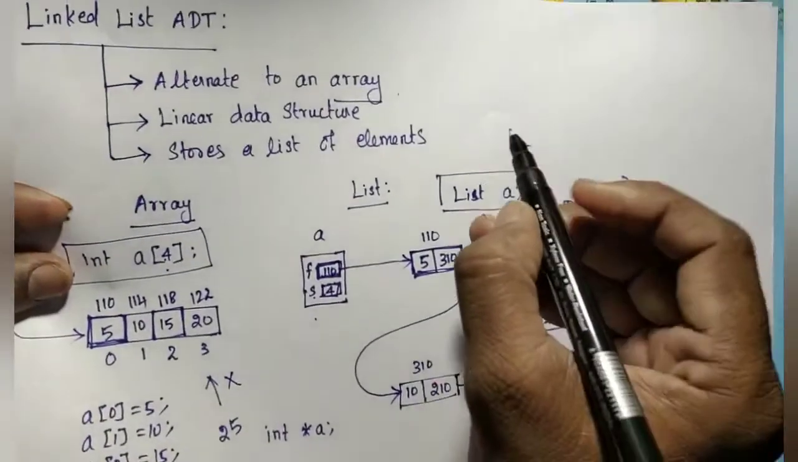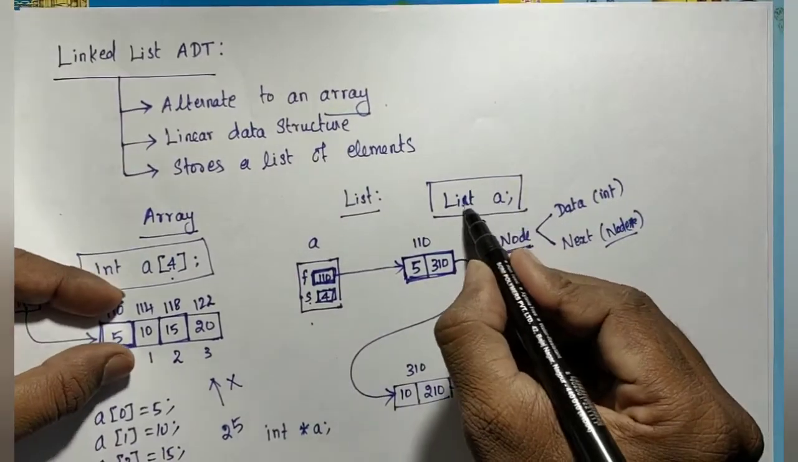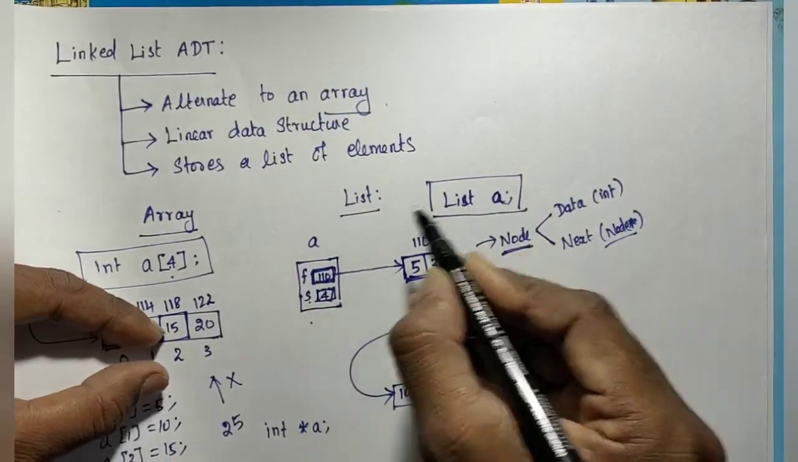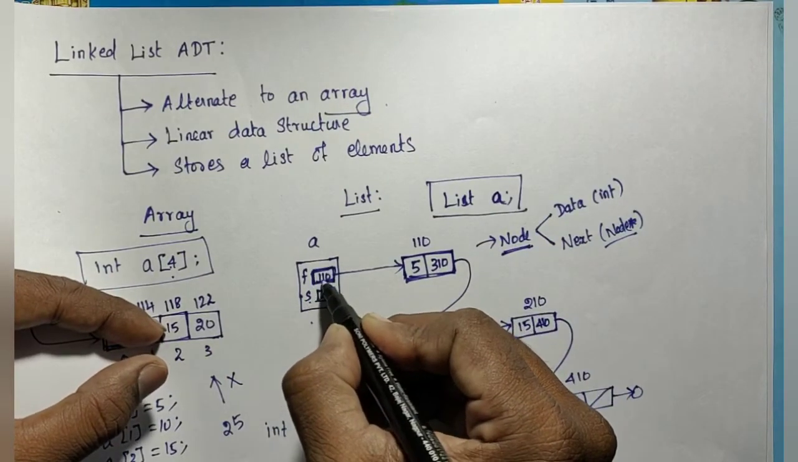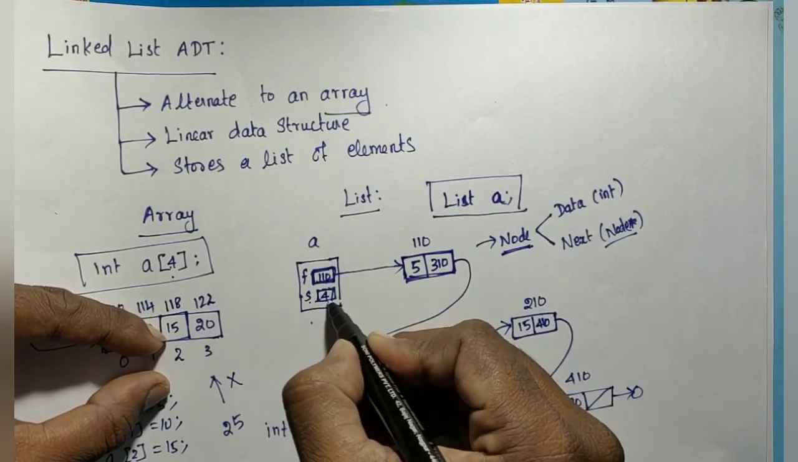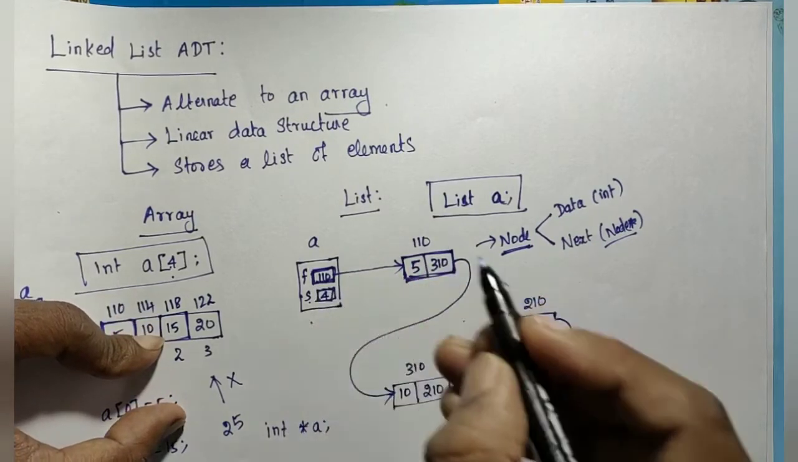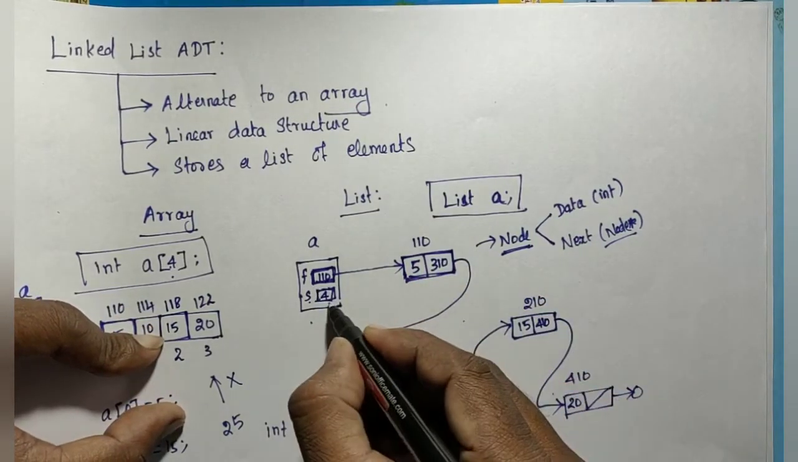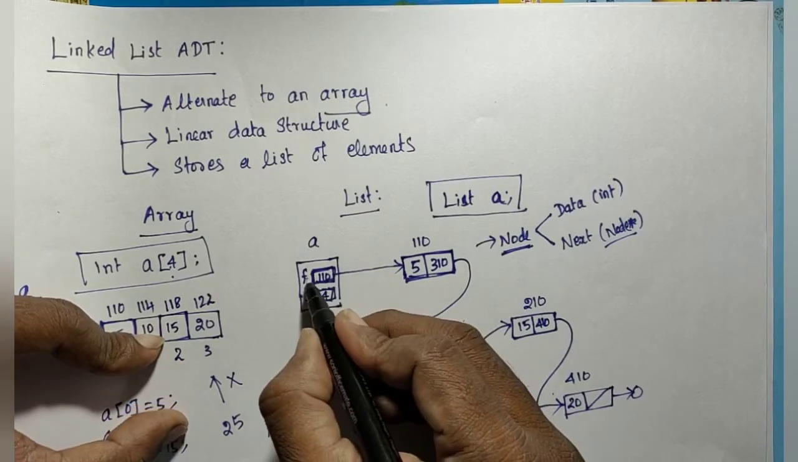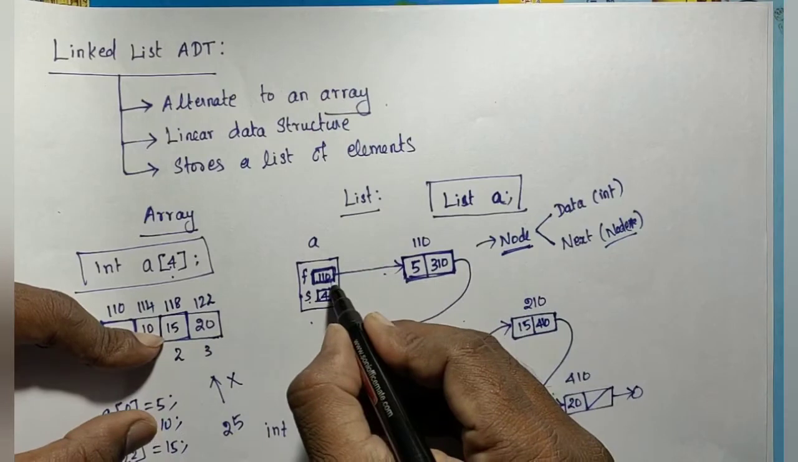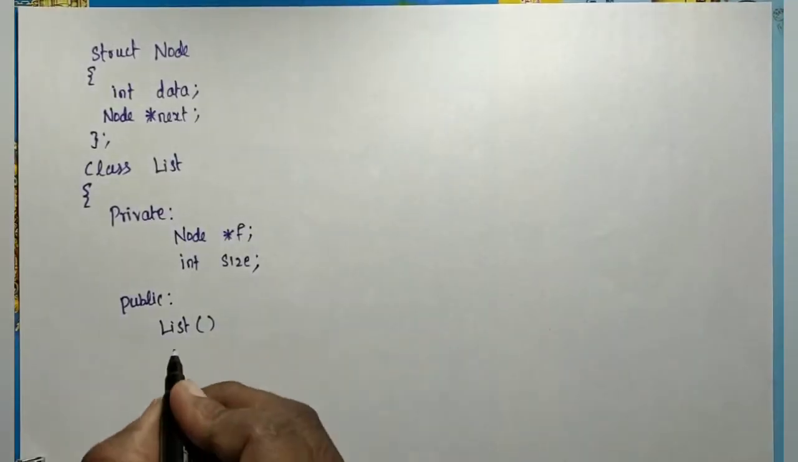During object creation, that is, if you are creating list A, the F and S should be initialized. S should be 0. Initially there are no elements, so it should be 0. Whenever we insert an element, it will get incremented. F contains the address of the first element; since there is no first element, it is also null.